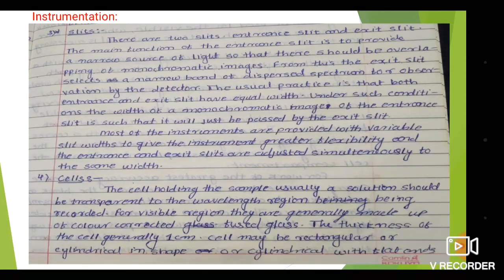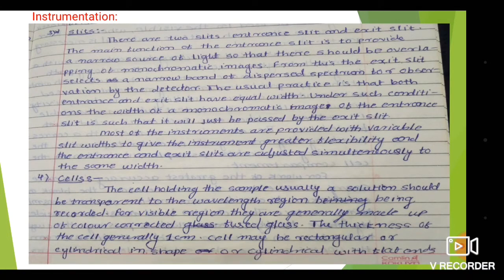From this, the exit slit selects a narrower band of the dispersed spectrum for observation by the detector. The usual practice is that both entrance and exit slits have equal width. Under such condition, the width of the monochromatic images of the entrance slit is such that it will just be passed by the exit slit.